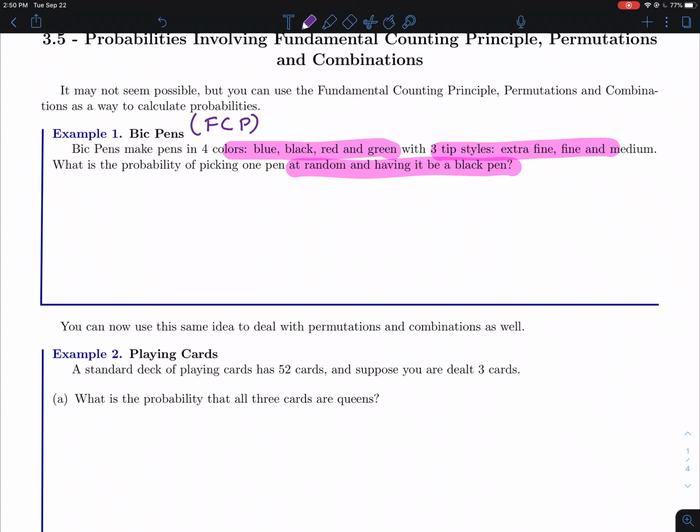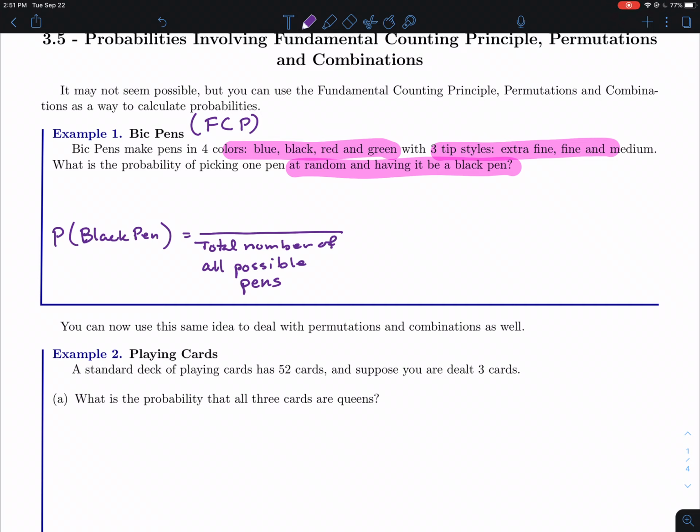Once we identify what we're looking for, we want to break down each of the parts, the top and the bottom. In this case, we're trying to figure out the probability of getting a black pen. I'm going to fill out the bottom first, which is the total number of all possible pens that we can find. That's usually what we were doing in the last section when we were calculating the permutations and the combinations.